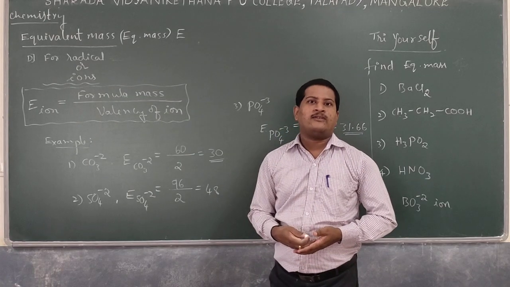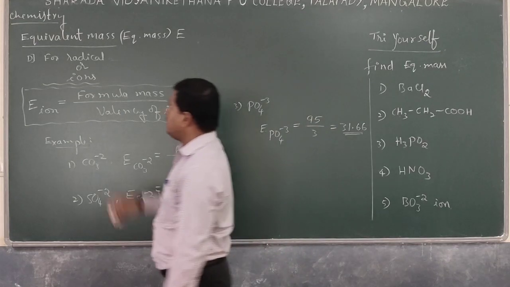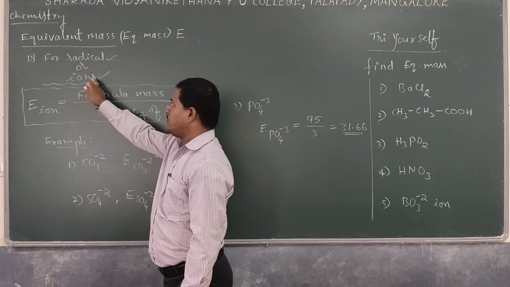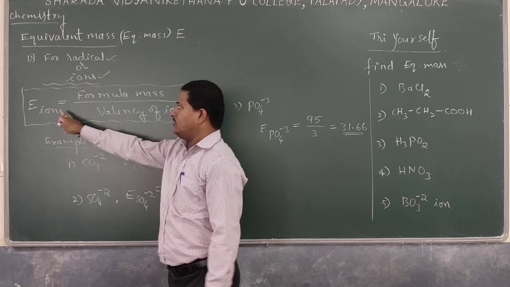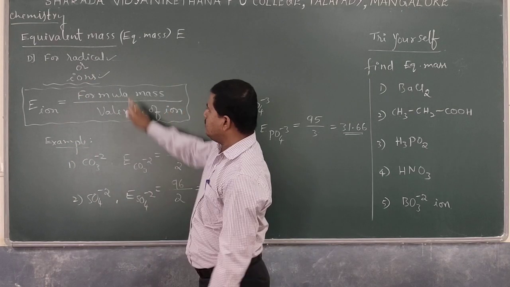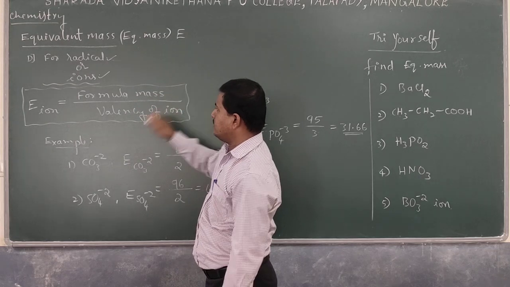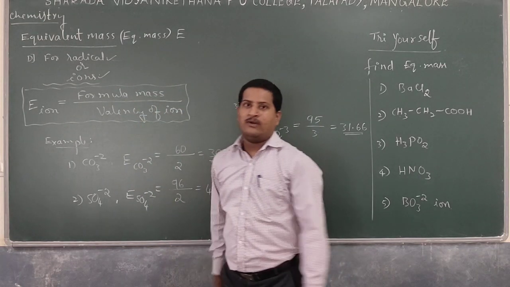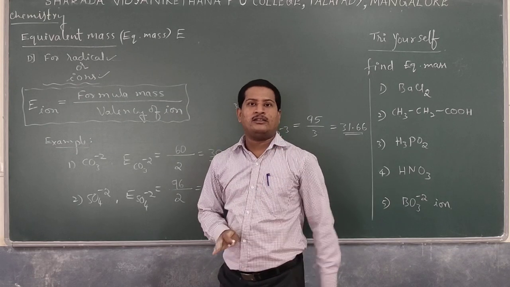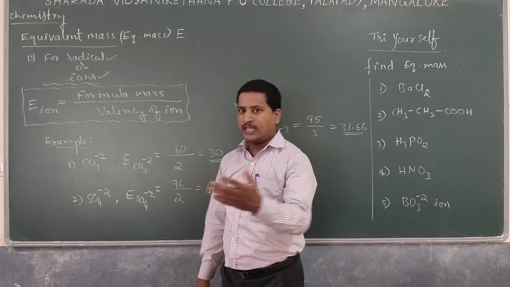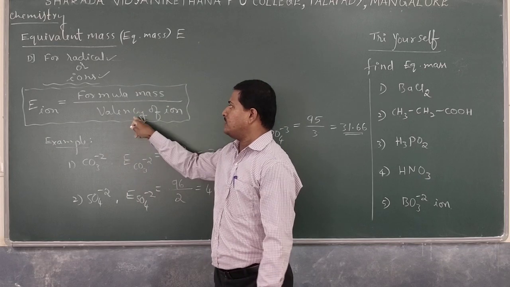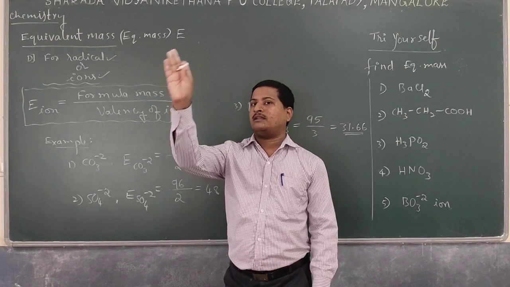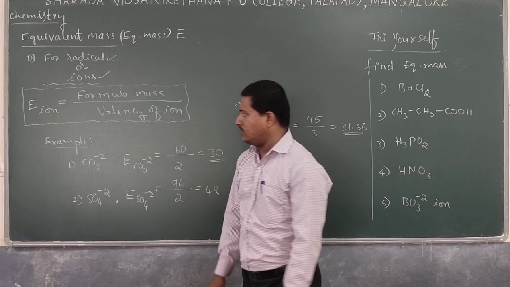Let us say equivalent mass calculation for a radical, or you can say an ion or a radical. For equivalent mass of a radical or ion, we go with this formula: equivalent mass of an ion or radical equals the formula mass of that radical divided by the valency of the ion or radical. Whatever the formula given for that particular ion, we have to find the mass using atomic mass values, and that is divided by the valency. You already know how to find the valency. The number present in the oxidation state tells about the valency.